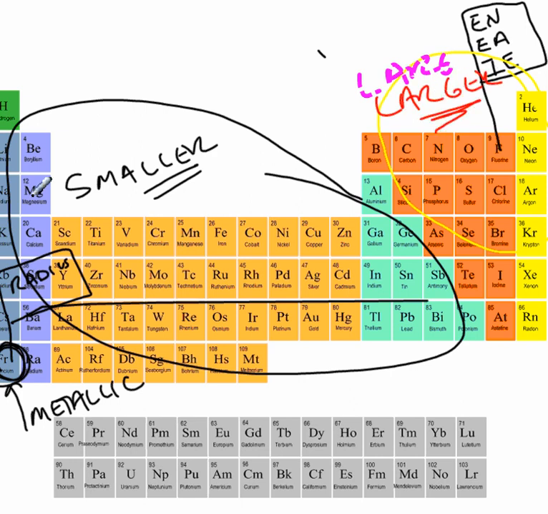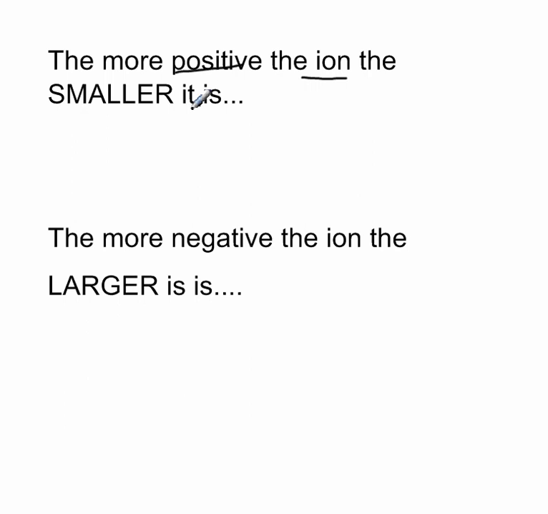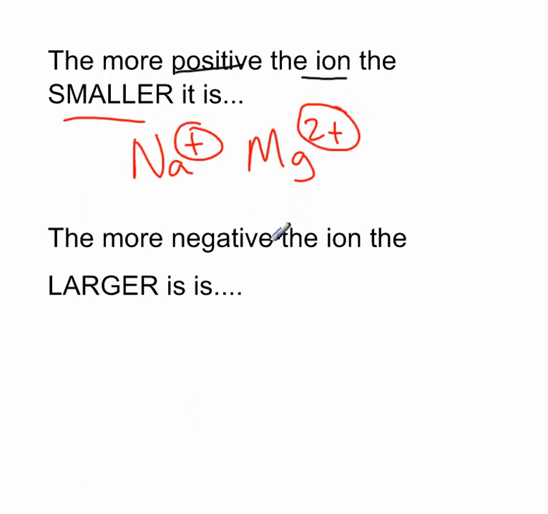So if we look here, the more positive the ion, the smaller it is. So for example, if I am comparing sodium as Na+, Mg as Mg2+, and they ask you which one's smaller. The more positive, 2+ and 1+, magnesium automatically is going to be more positive because of the positive 2 there. Therefore, this is going to be a smaller one than sodium. So the first thing I look at is if they're asking me to compare ions, the more positive it is, the smaller it's going to be.